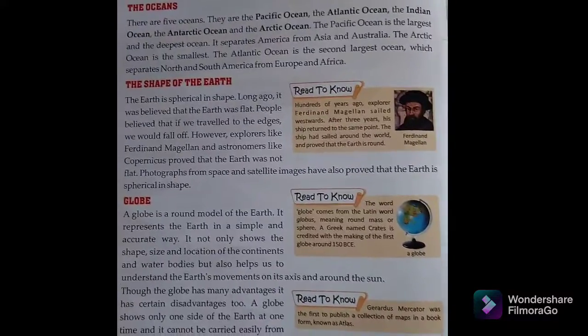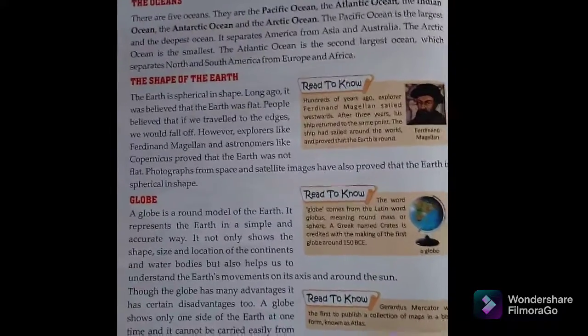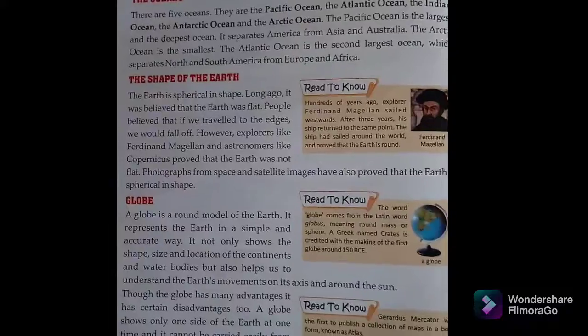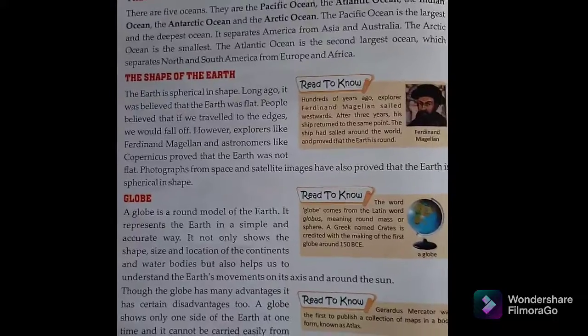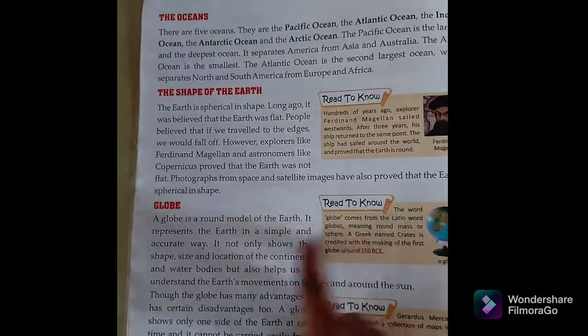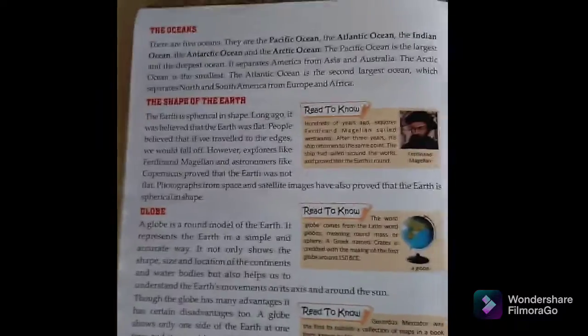Long ago it was believed that the earth was flat. Hundreds and thousands of years ago, people believed that the earth was flat. People believed that if we travel to the edges, we would fall off, like it is just a flat circle piece of paper.